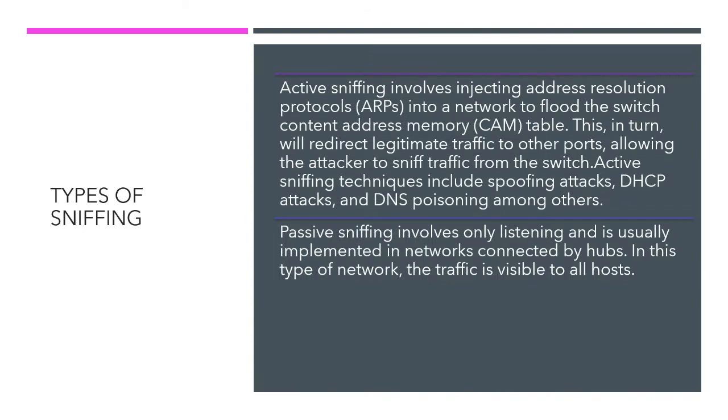There are two types of sniffing: active sniffing and passive sniffing. Active sniffing involves injecting Address Resolution Protocol (ARP) packets into a network to flood the switch Content Addressable Memory (CAM) table. In turn, this will redirect legitimate traffic to other ports, allowing the attacker to sniff traffic from the switch. Active sniffing techniques include spoofing attacks, DHCP attacks, and DNS poisoning, among others. As you know, active sniffing is all about intercepting traffic of the victim.